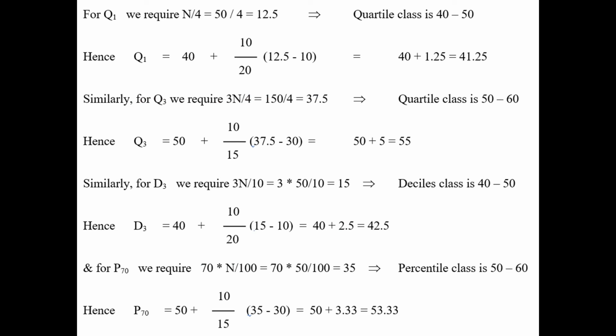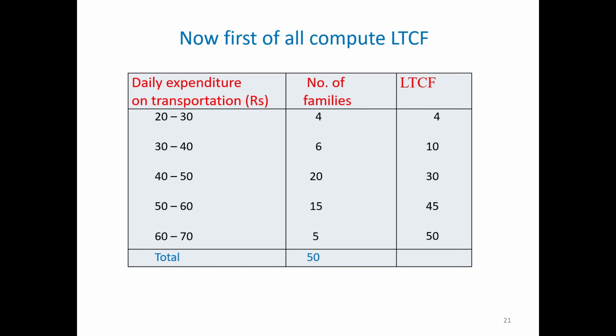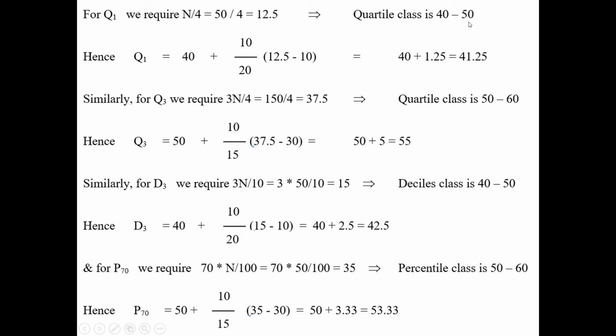So again using the formula, for Q1 we require n by 4. n by 4 is 50 by 4, so that is 12.5. So the cumulative frequency less than 12.5 is 10, so I picked up 10. The formula for Q1 is 40 plus 10 by 20 times (12.5 minus 10). So it works out to be 41.25.